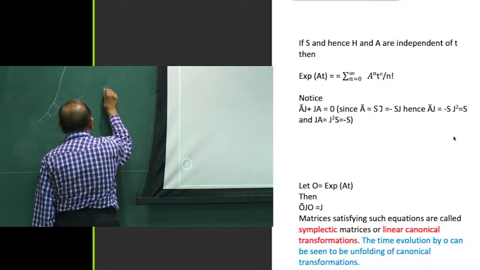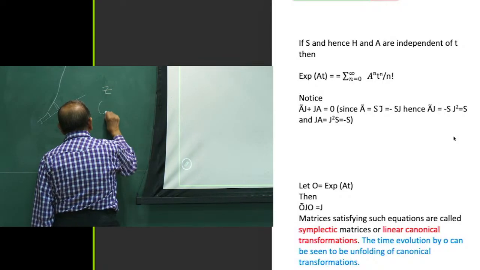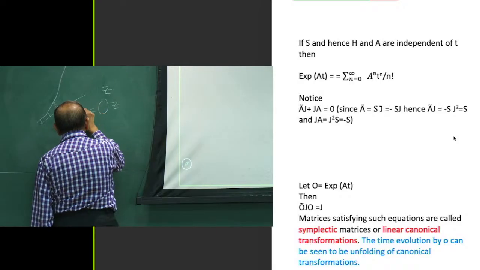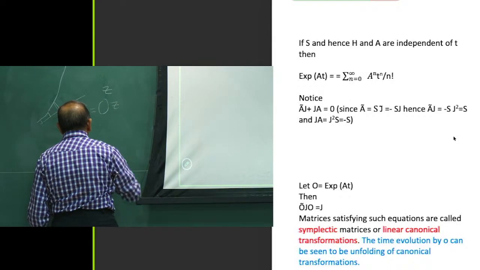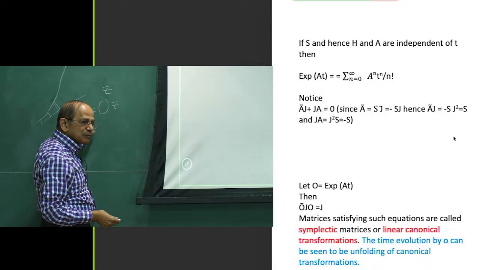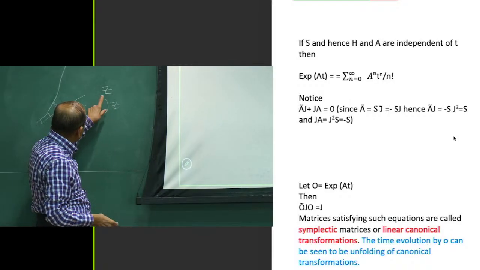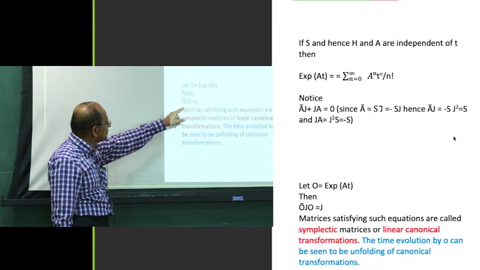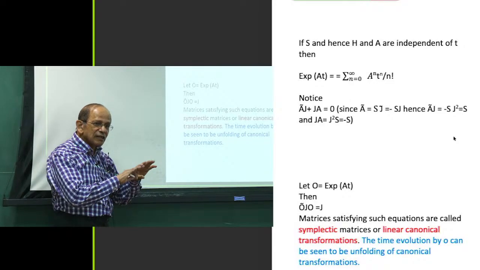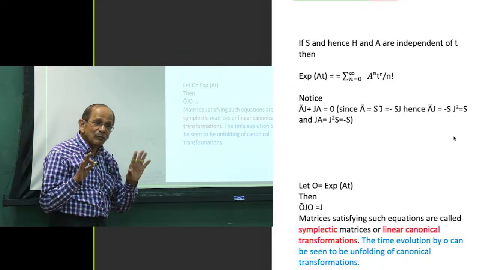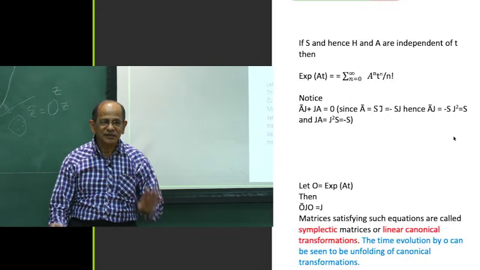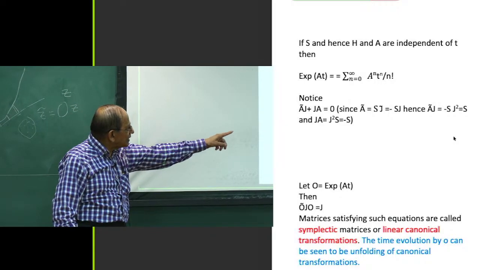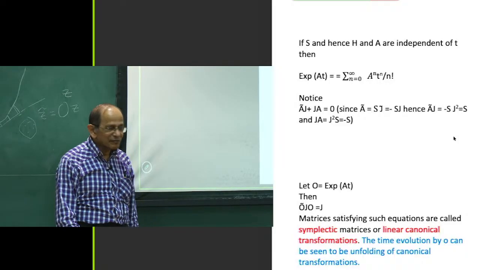So if original coordinates are Z, and if I operate by O and on this end, suppose I call that Z tilde, and write down equations for this instead of this, and I have this property of O, which is O transpose J O is J, then the form of Hamilton's equation is preserved. That is why they are called linear canonical transformations.